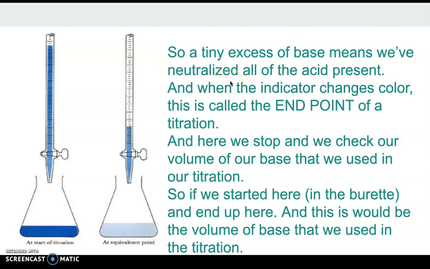Once we get a light pink, we know that our acid has been neutralized. This is what we're going to call the end point of a titration. Here we stop and check the volume of the base that we used in our titration. We have a beginning volume, and as we add the base, the volume of the base is going to deplete, and that end volume is going to help us in determining the initial concentration of our acid.